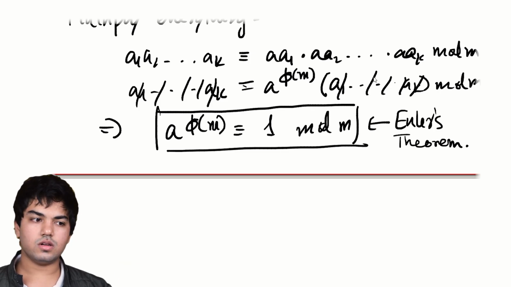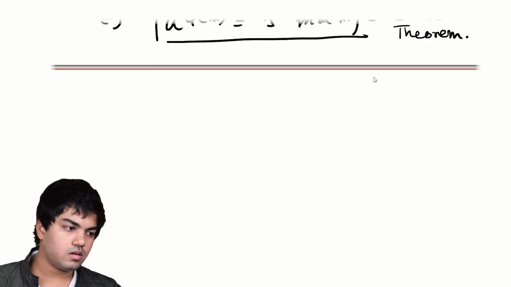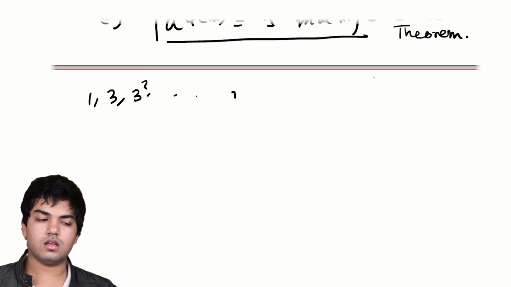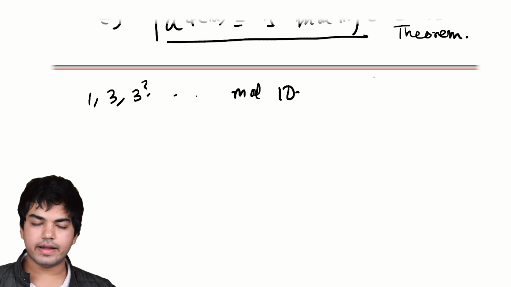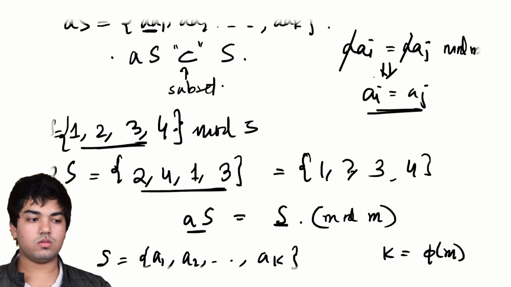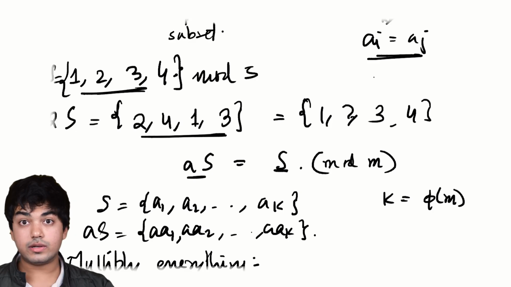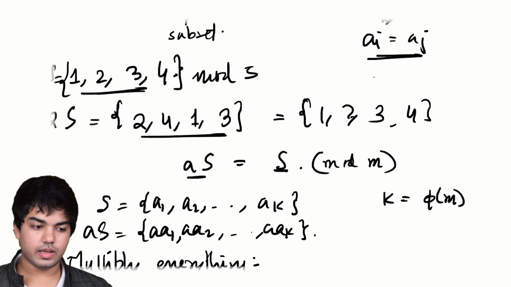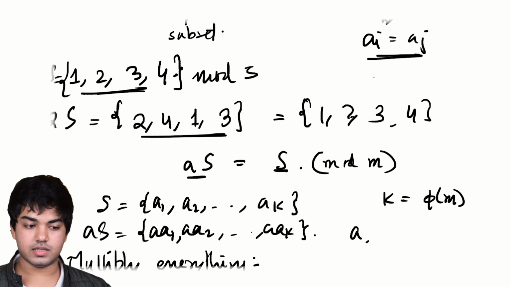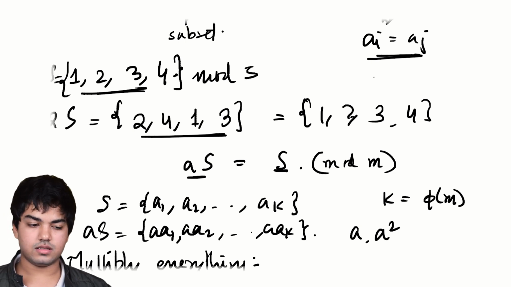Why did I ask you to look at that sequence? 1, 3, 3 square and so on, mod 10. Because the idea is that if you start inside the set S and you look at the powers of a number, you're going to stay inside S, right? Start with A inside S. Because it's closed under multiplication, A times A is also going to be inside the set S, and so on.